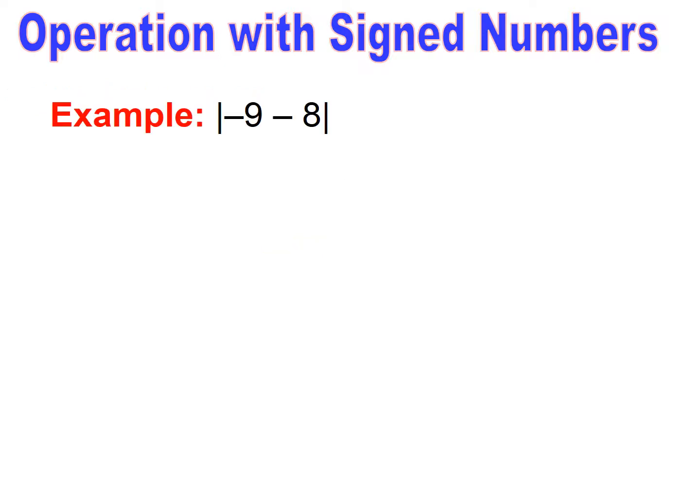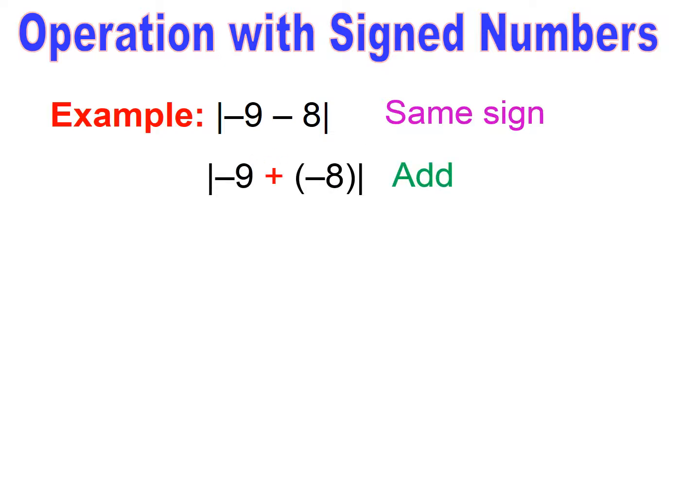Now we see we have an expression inside the absolute value bars. Now when you have an expression inside the absolute value bars, you have to simplify the expression first before you take the absolute value. So in this case, I see inside I have the same sign. It's a -9 minus 8. That means I'm going to add the two numbers together and keep the sign. So I end up having inside the absolute value bars a -17.